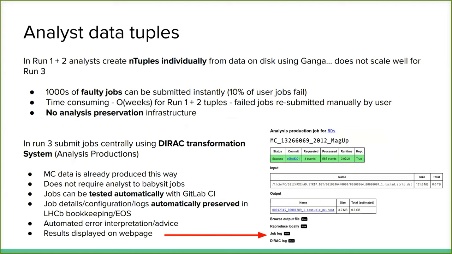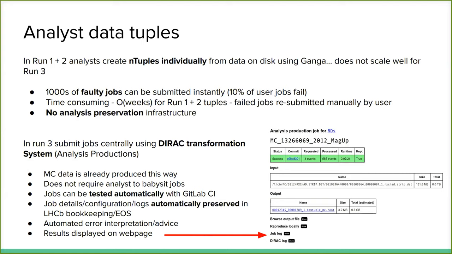So moving on to the data tuples that our analysts use. In Run 1 and Run 2, analysts created their tuples individually using Ganga. This didn't scale well, and it's not going to scale well for Run 3. Thousands of jobs, faulty jobs can be submitted instantly, and 10% of our user jobs fail. It's very time consuming, on the order of weeks to produce a Run 1 and 2 tuple set. And you have to babysit these, you have to resubmit the failed ones manually. And there's no analysis preservation built into the system.